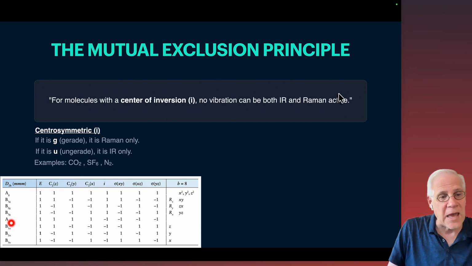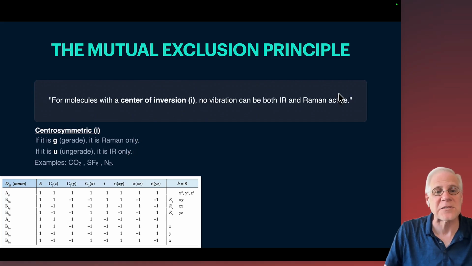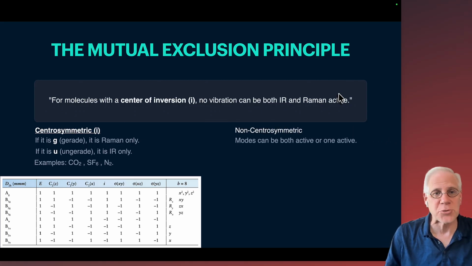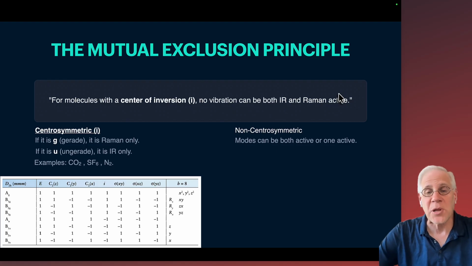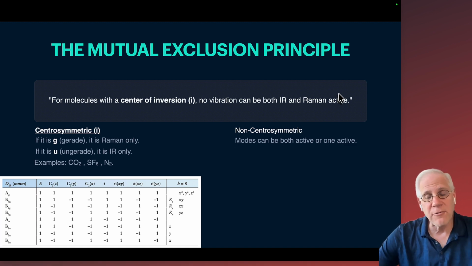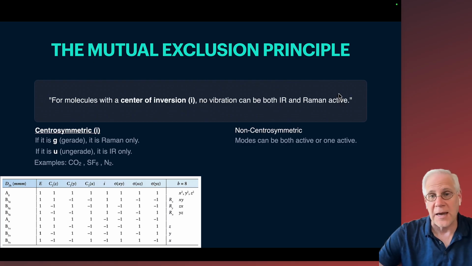Now notice here we have the Au, and it is neither Raman nor infrared active, and that is possible too. The only thing this rule says is that it cannot be both. It does not say that it has to be either, and that's an important distinction. Now, if we have a molecule that is non-centrosymmetric, so in this case, the mutual exclusion principle does not apply, then modes can be both active. We can have a mode that is both Raman active and infrared active, or it can be neither active or just one of those active.